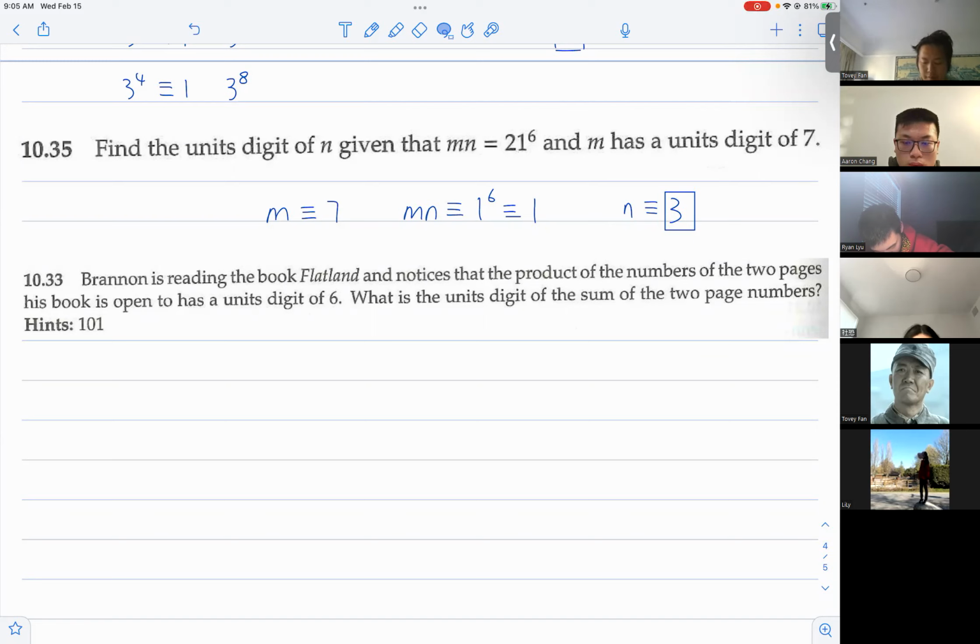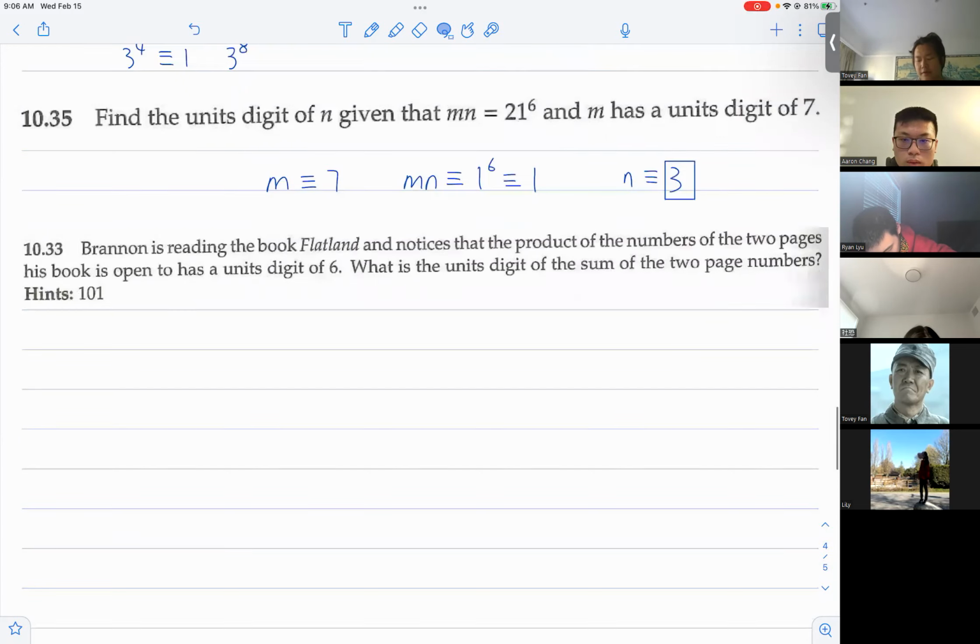So someone is reading a book and notices that the product of the numbers of the two pages his book is open to has a unit digit of 6. Then what's the unit digit of the sum of the two page numbers? So this means that it's 2 and 3 because pages have to be consecutive, right? Yes, it has to be consecutive. Is 2 and 3 the only possibility here?